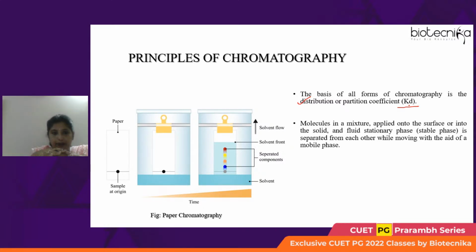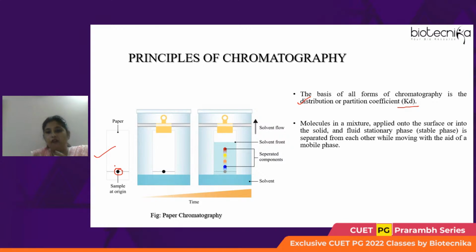You have a sample, right? Now that sample will have a mixture of components, substances that you want to separate. So here I have taken the example of paper chromatography, where my stationary phase is a support, that is cellulose paper, on which I will apply my sample, right?